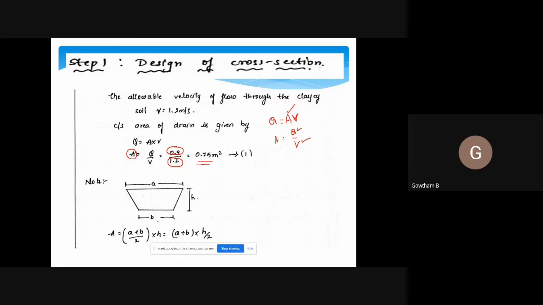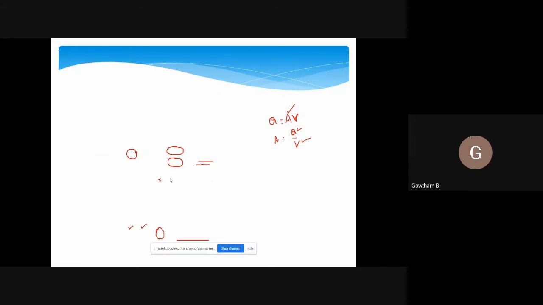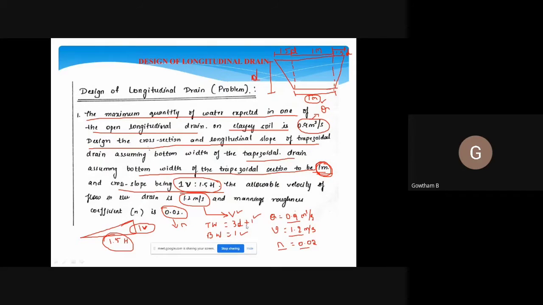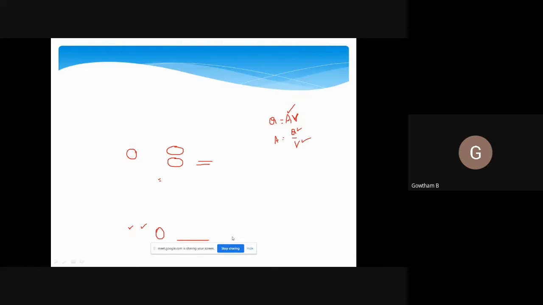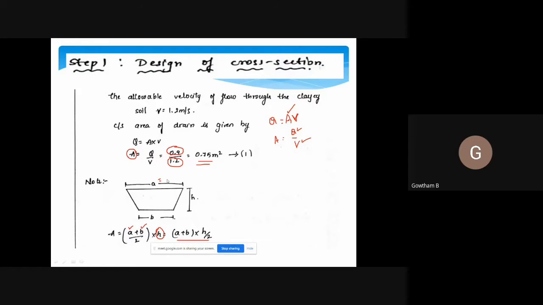Area is equal to top width plus bottom width divided by 2 multiplied by the height of the trapezoidal section. You can also write this as (A plus B) into H by 2. In our problem, what is this A value? We already solved it in the previous slide. You can see top width is 1 plus 3D, bottom width is 1. Therefore, you can substitute here.